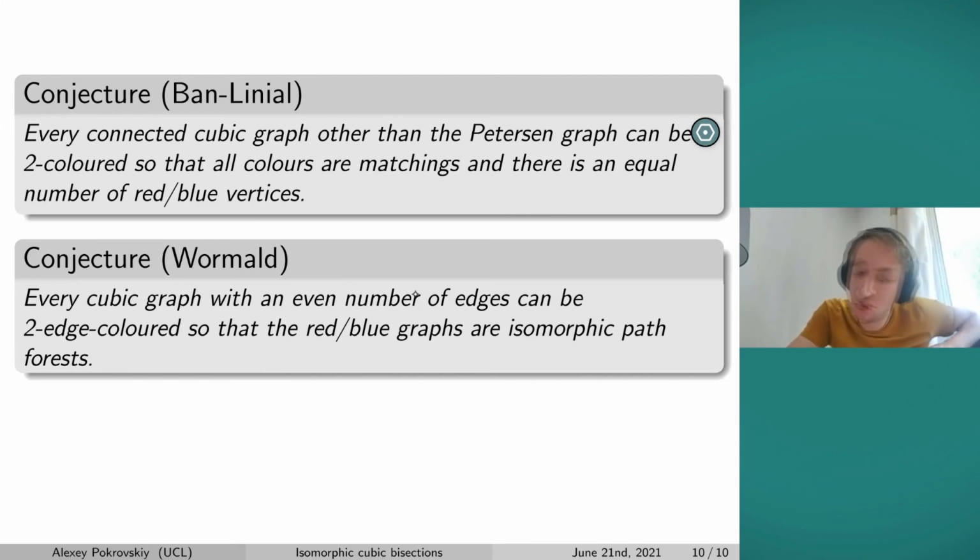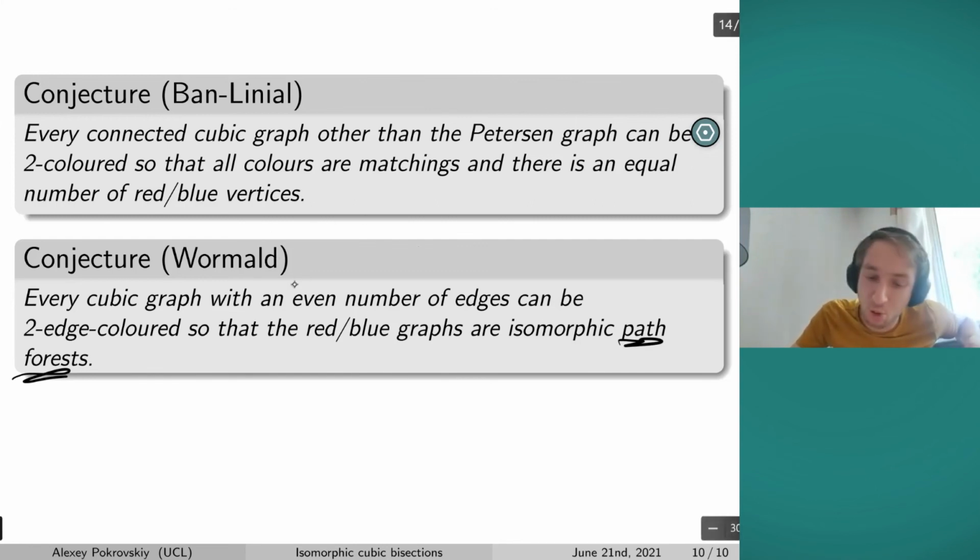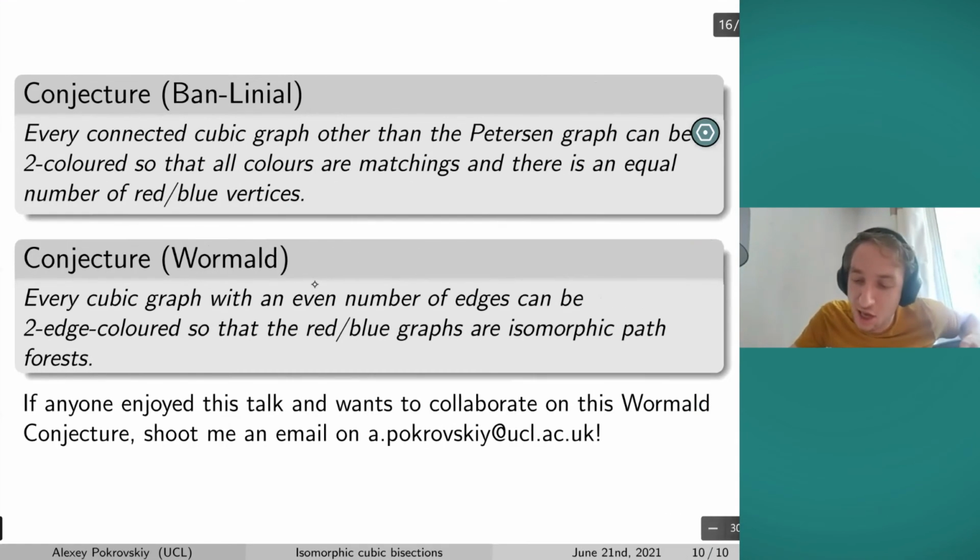On the other hand, there's the conjecture wormhole, which is essentially an edge coloring version of Ando's conjecture. Although none of our methods directly apply to edge colorings, and the conclusions you want in this conjecture are quite different, you want these path forests, which we don't get, I think all of the intuition of the proof I presented does carry through. While I was preparing this talk, I got distracted thinking about Wormhole's conjecture, and I think it's pretty doable. So if anyone is interested in collaborating on this conjecture, just shoot me an email and we can have a think about it.